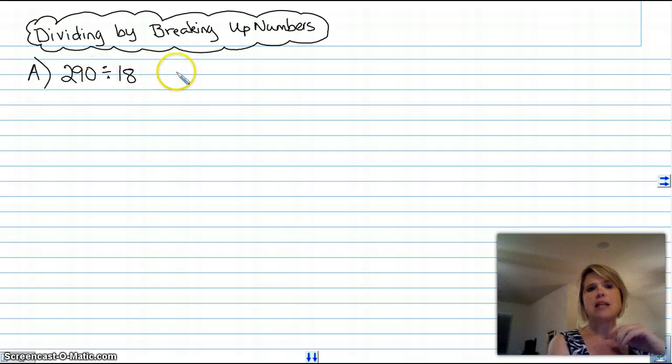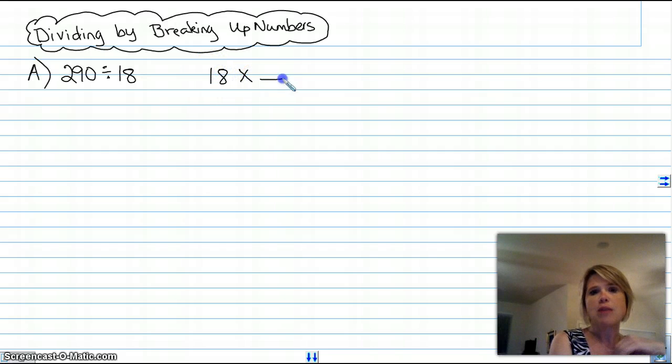If I want to know 290 divided by 18, do you also agree, hopefully, that this also means 18 groups of something equals 290? So it's our job to figure out what that number is. Okay? So here's what I would do. I would think about some multiples. Like if I were going to make a multiple tower, here's what I just kind of do off on the side. I jot down that one group of 18 is 18, right?